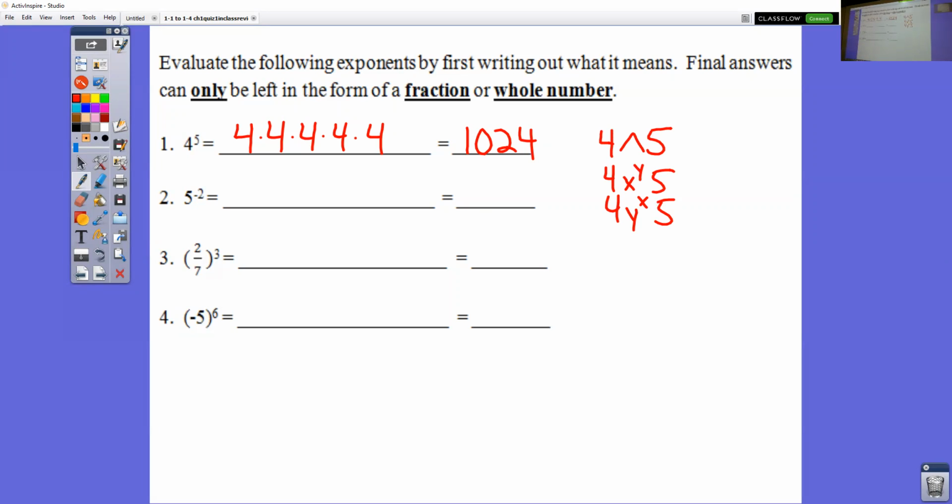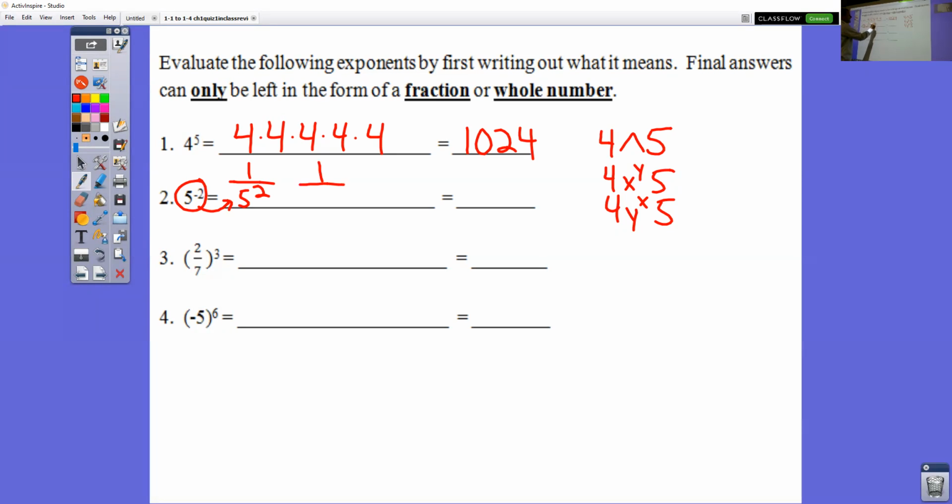In question number 2, this one is one that tricks up a lot of people. You have a negative exponent. When you have a negative exponent, you're going to put 1 in the numerator. Take this whole thing and put it down below, getting rid of the negative sign. So that's really 1 over 5 squared.